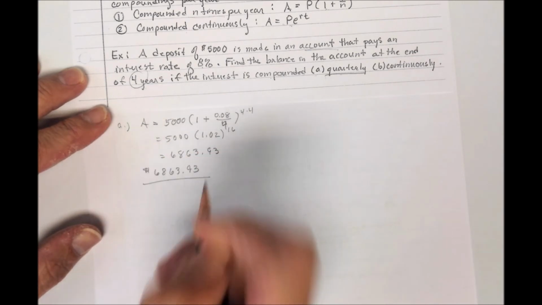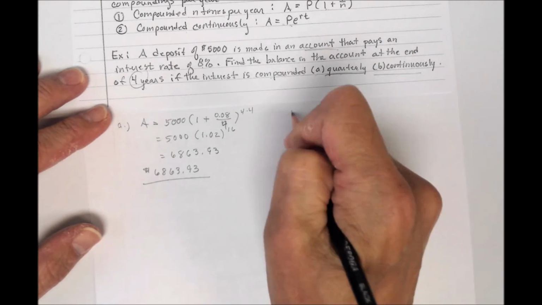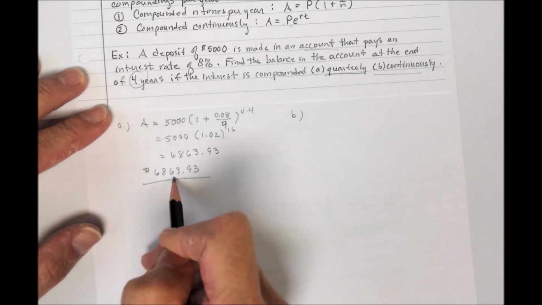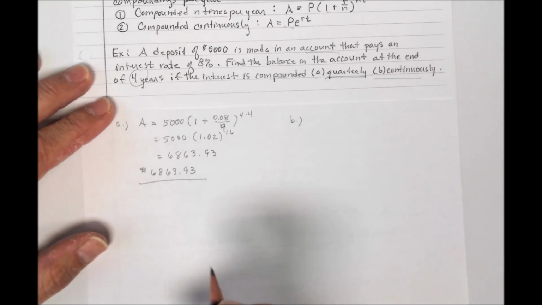Now, that's with it being compounded 4 times a year. If I go to part B here and compound it continuously, I would hope that you would know that it would be bigger than this. Now, since it's compounded continuously, you might think, well, it's going to be a lot bigger than this. It's not as much as you might guess, but it should be a larger value than here.